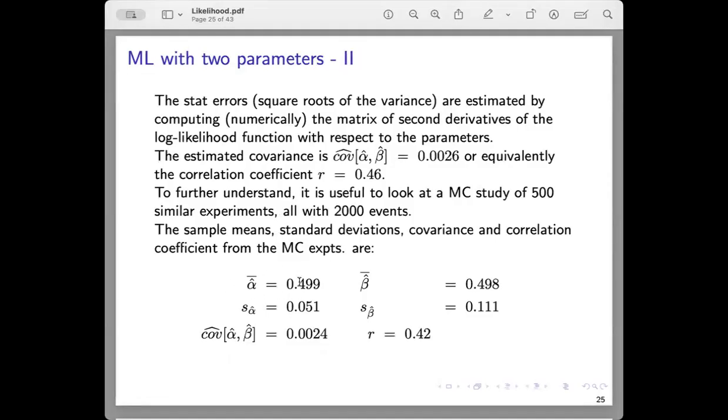So the average of these distributions is the value of the estimate, and the width of these distributions gives you the uncertainty, which is very similar to what you get using the RCF method. Similarly, you can also calculate the covariance from the distribution, and this also matches what you calculate using the RCF method.